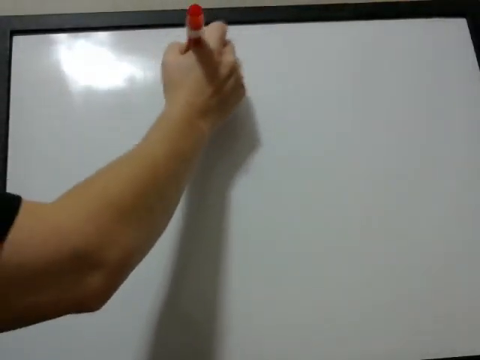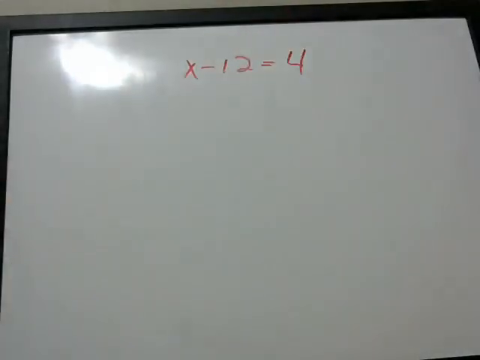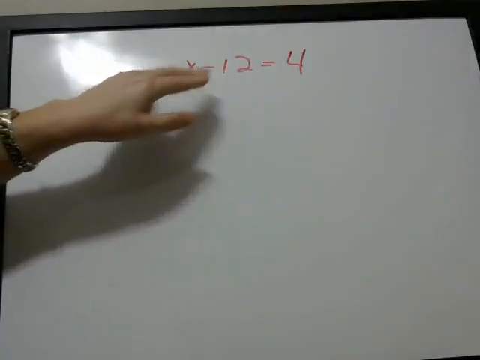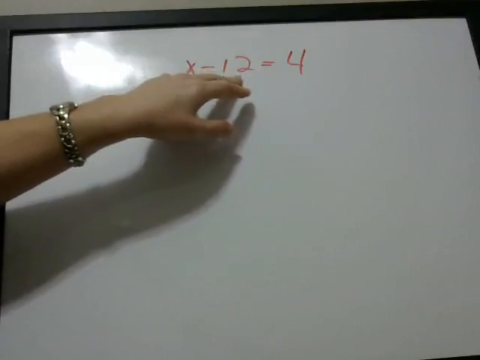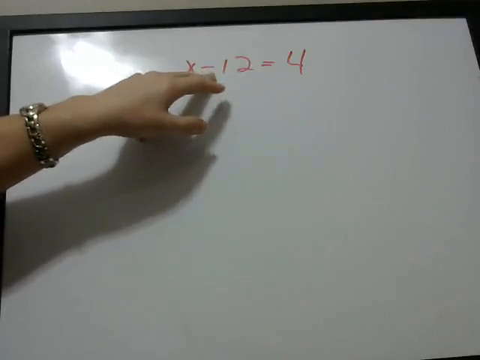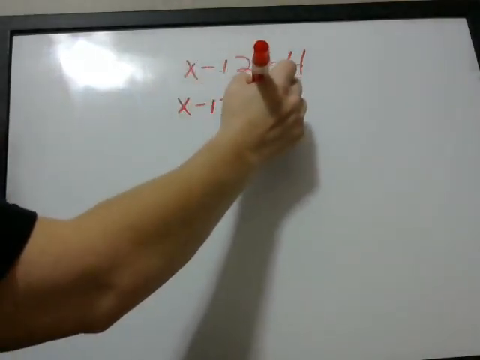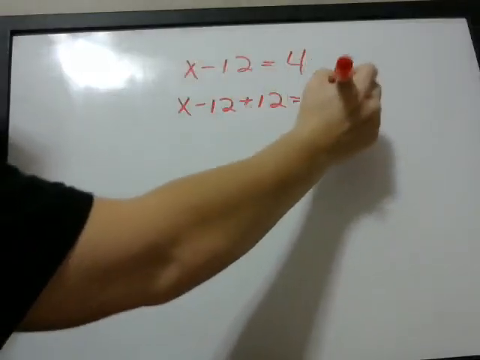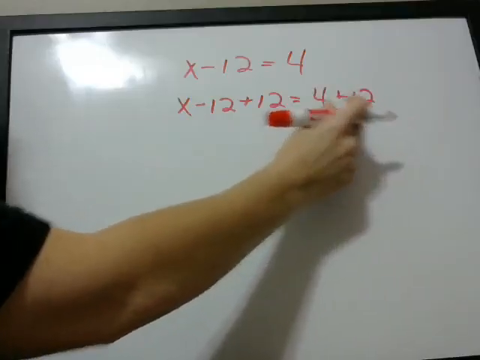Let's say you have x minus 12 equals 4. Again, we want to get x on one side of the equation by itself, numbers on the other side. Here we have subtraction, minus 12. So how do we get rid of that? We do the opposite. The opposite of subtraction is addition. So we're going to simply add 12. Remember, if you add 12 on one side of the equation, you have to add 12 on the other side of the equation in order to keep them equal.